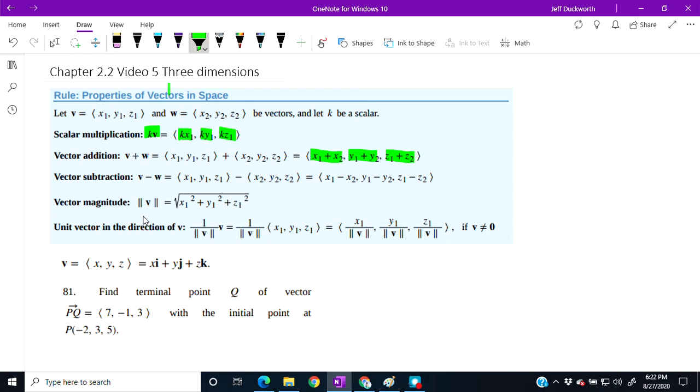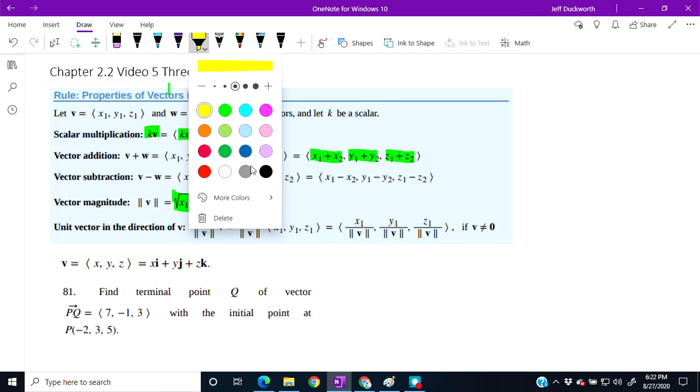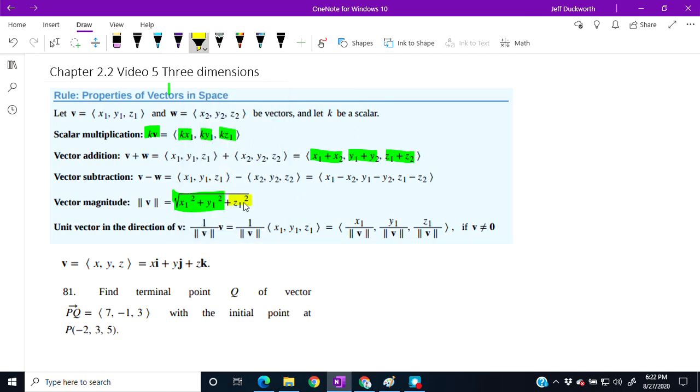Also, if you look down here, the vector magnitude, instead of it being just this part, where we have the x and the y squared within the radical, now we also add the z component under the radical. And the unit vector is the exact same formula as it was, only for each of the 3.